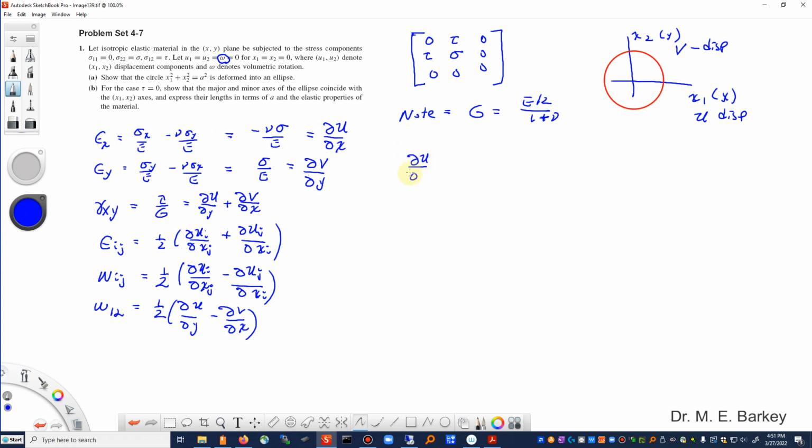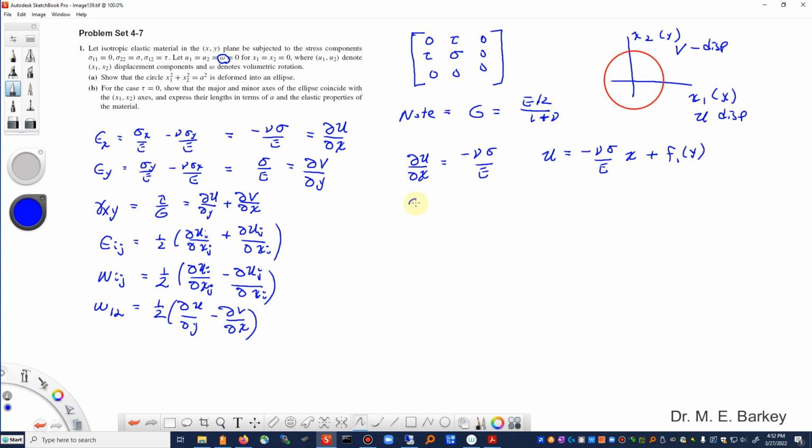Partial of u with respect to x is going to be equal to minus nu sigma over e. So this is a partial differential equation, so if we integrate both sides with respect to x, we're going to have u is equal to minus nu sigma over e times x, plus we could have a function of y, and inside that function of y could be a constant. We're going to leave it just like this for now.